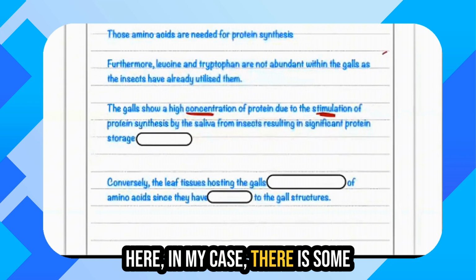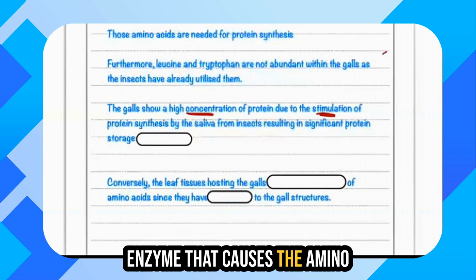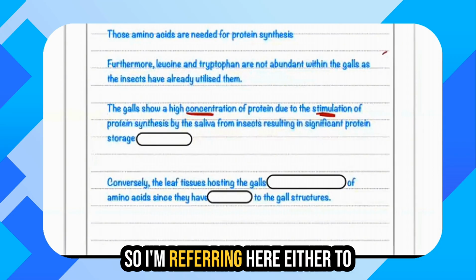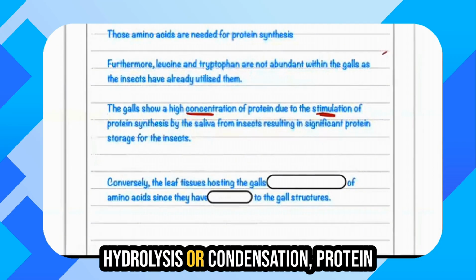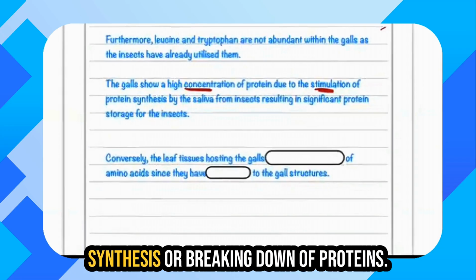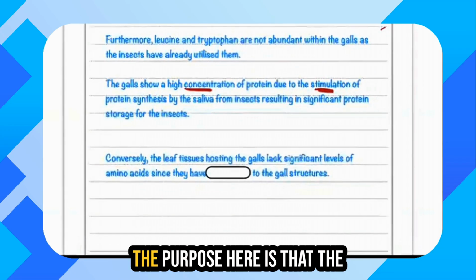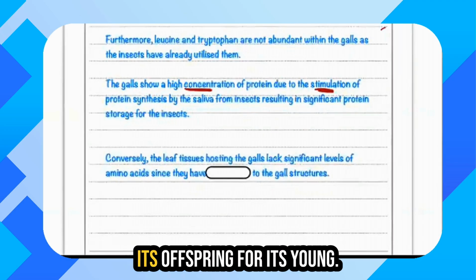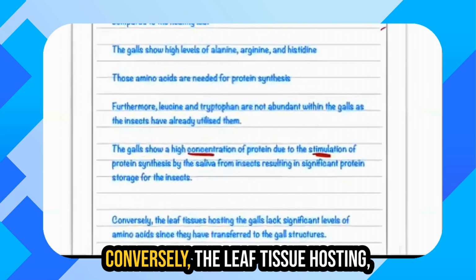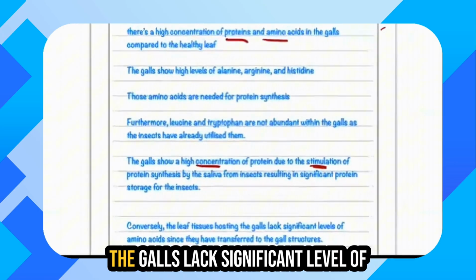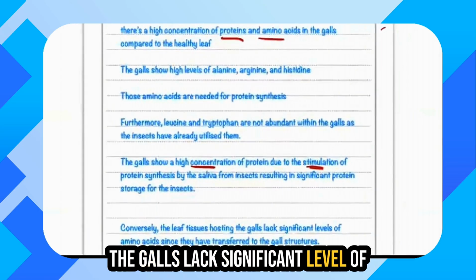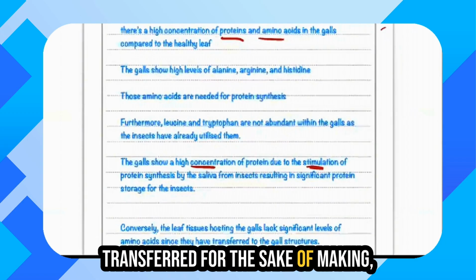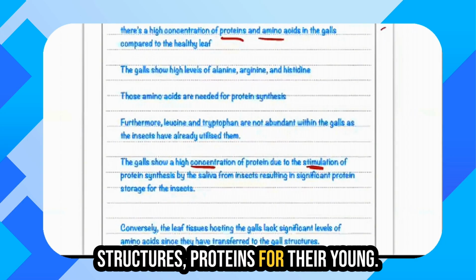Here in my case, there is some enzyme that causes the amino acids to be turned into proteins or the other way around. So I'm referring here either to hydrolysis or condensation, protein synthesis or breaking down of proteins. The purpose here is that the insect wants proteins for its offspring, for its young. Conversely, the leaf tissue hosting the galls lacks significant levels of amino acids because those have been transferred for the sake of making structures, proteins for their young.